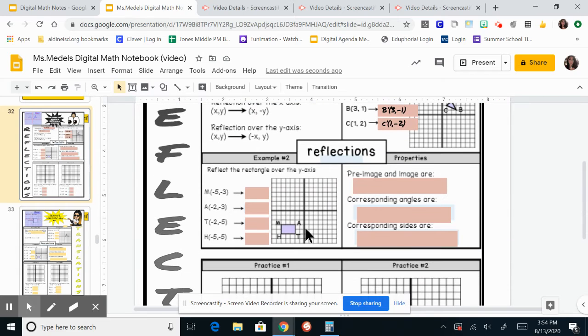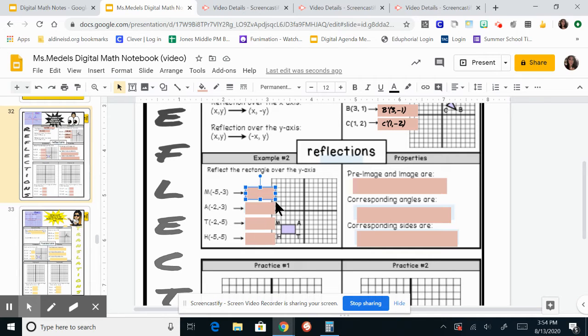Let's move on to example 2. I am going to make these a bit bigger, just a smidge, so that we do not have any interruptions when we are doing this. Okay. So we are now reflecting over the y-axis. So when we reflect over the y-axis, my x's are going to change.